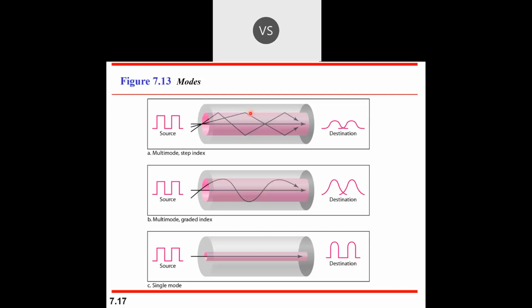So if the refractive index is constant throughout this pink region, the refractive index is constant in the entire region, then that's considered a multi-mode step index fiber.